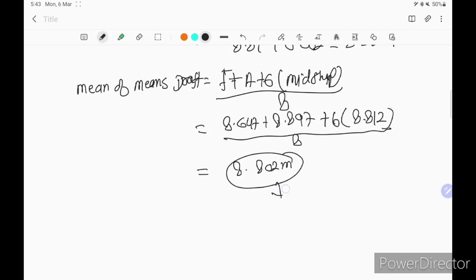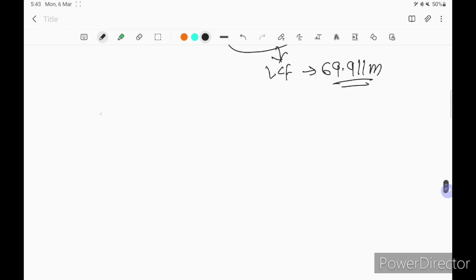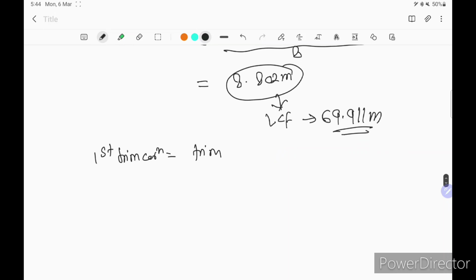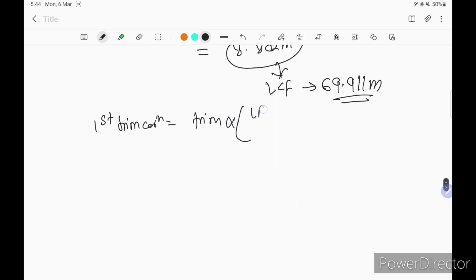For 8.802 we need to find the LCF from the MV Hinchip ship's particulars. So we get the value from there, 69.911 meters. Now the first trim correction. The formula is trim, so we need to calculate trim here also, between forward draft and aft draft. We'll apply trim into LBP by 2 minus LCF, divided by LBP. You remember this formula. Put the value in the formula.